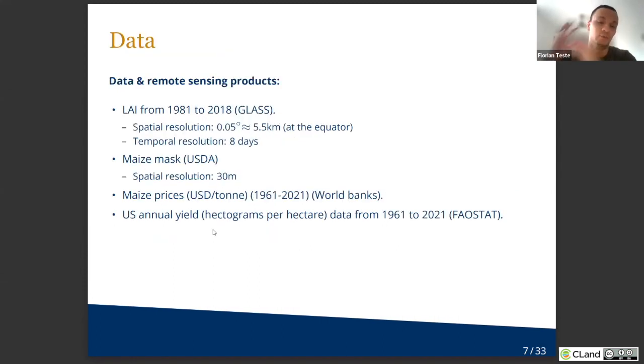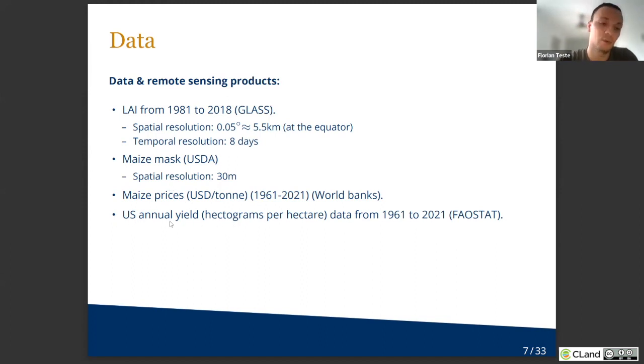So to do that, we have several types of data. First, we have some remote sensing data. We have the leaf area index from 1988 to 2018, at a spatial resolution of 0.05 degrees. We have data every 8 days. We also have a maize mask from the USDA, the US Department of Agriculture. It has a spatial resolution of 30 meters. And obviously, we have data on the maize prices, and we have data on the US yield.